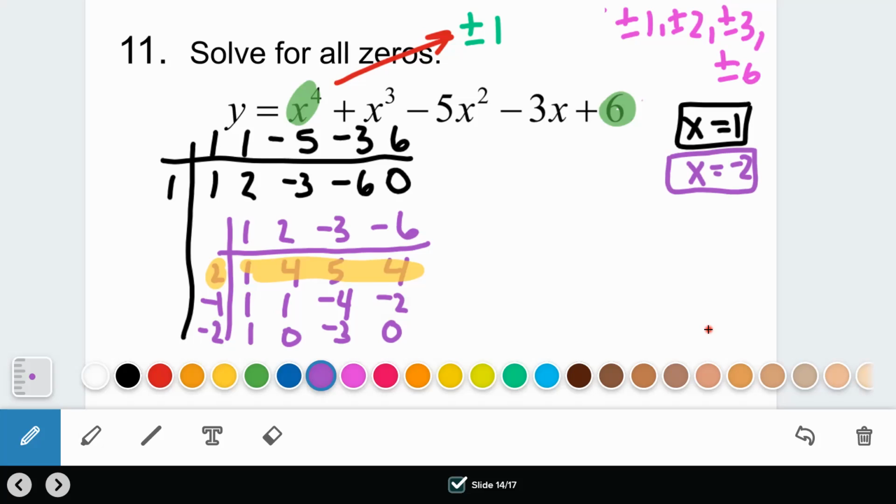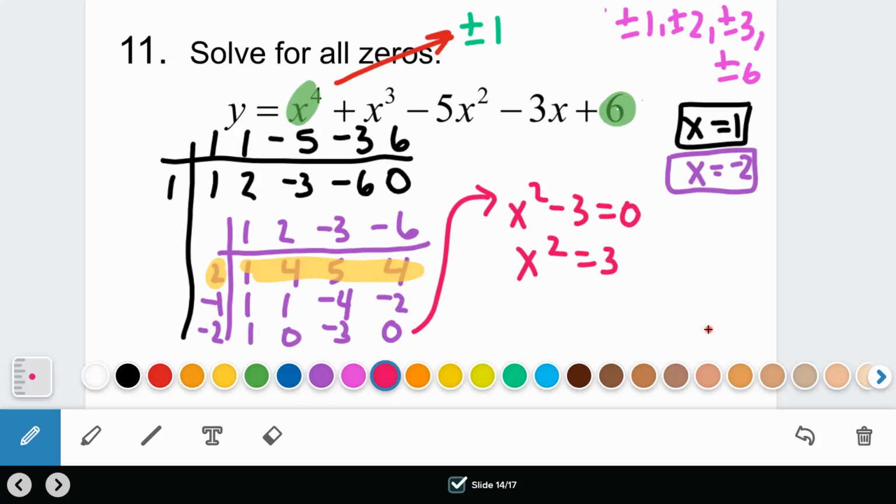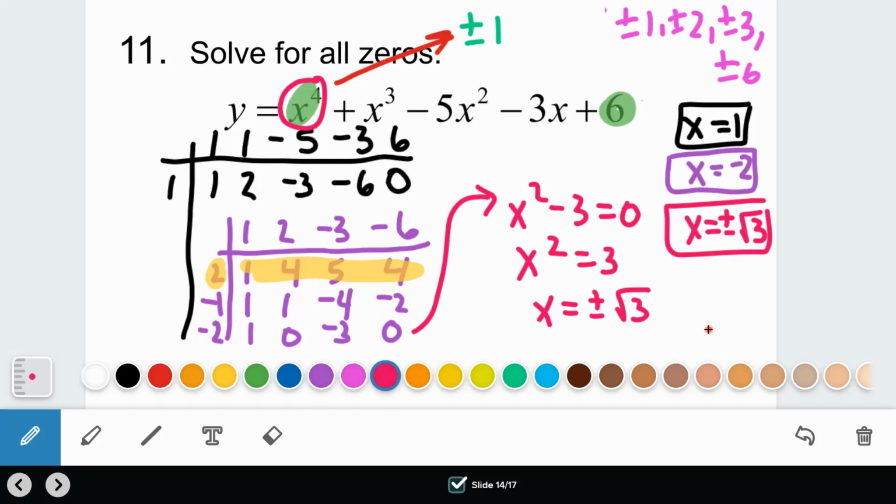So now I'm going to take what I just got left with, which is x squared minus 3, set it equal to 0, and solve. So this is going to be x squared is equal to 3. I take the square root, and I get a plus or minus root 3. So my last two answers are positive, negative, root 3. And a little reminder, since this was a degree 4, you're going to get 4 solutions, and we did.